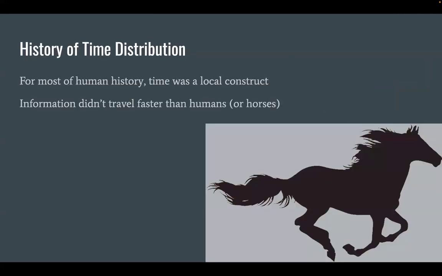So again, throughout human history, information and people really didn't travel faster than biology. I mean, the fastest you could move information was by horse. There may have been some cases where there were optical distribution systems, such as the optical telegraph in France, but that was a very specific and narrow use case. So it wasn't necessary to coordinate time between and among different communities.